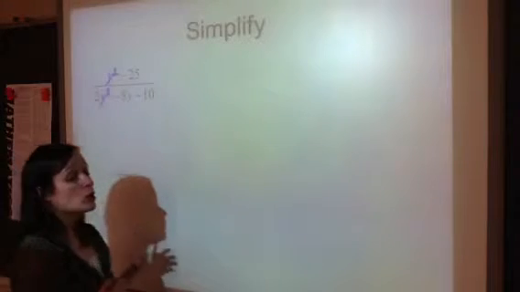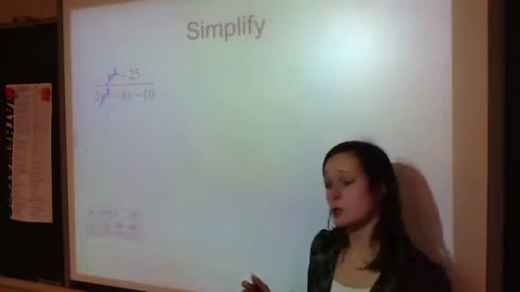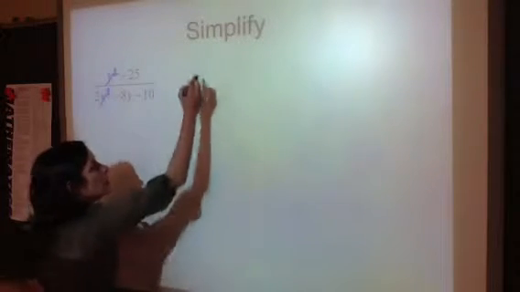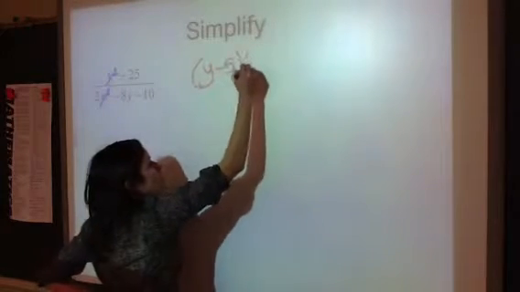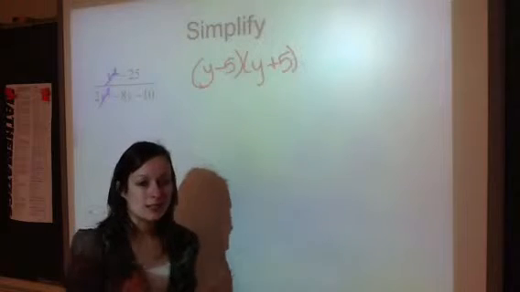So see if you can factor the top. y squared minus 25. Pause the video. You get y minus 5 and y plus 5. The reason I got that was by doing difference of squares.